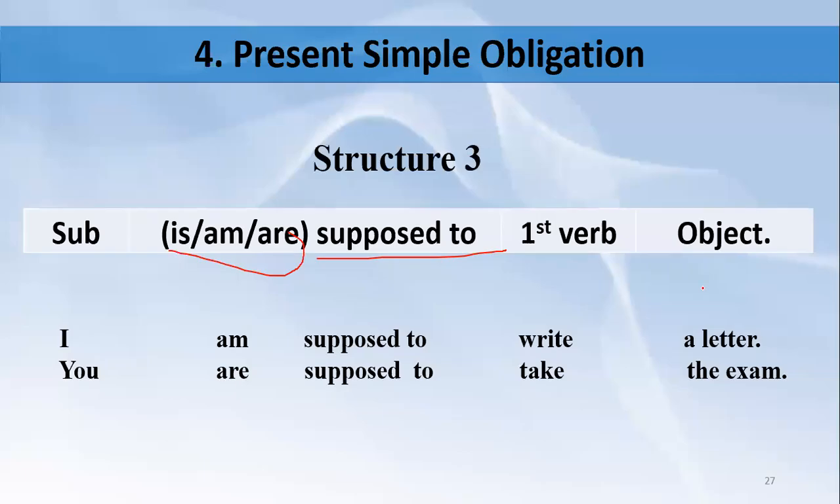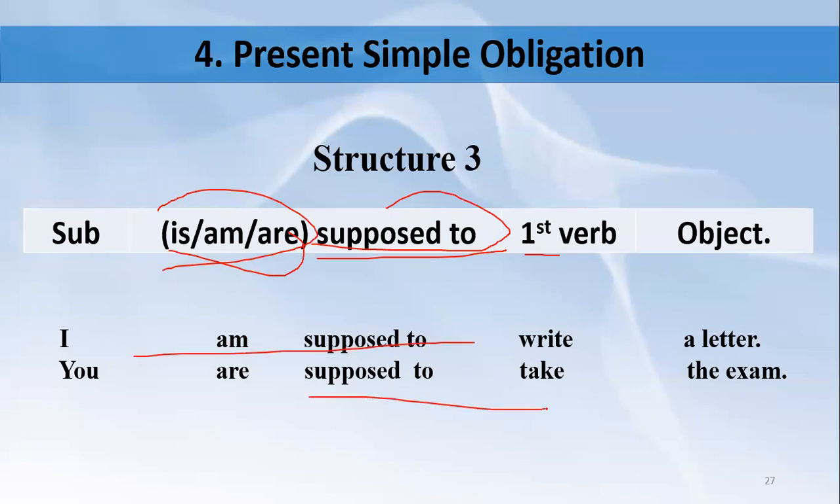About present simple ability. Okay, now we are talking about present simple obligation, and this is the third structure used for present simple obligation. Clear? So the third structure is: subject, then is, am, or are according to the subject, and then supposed to, and then the first form of the verb. Like I'm supposed to write a letter, you're supposed to take the exam.